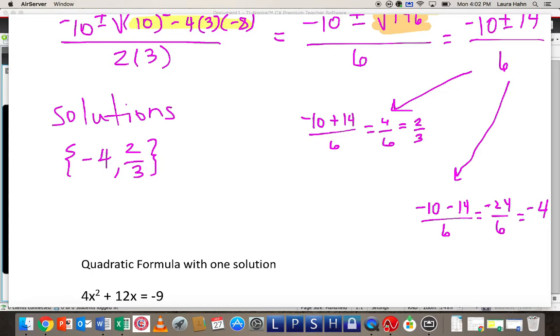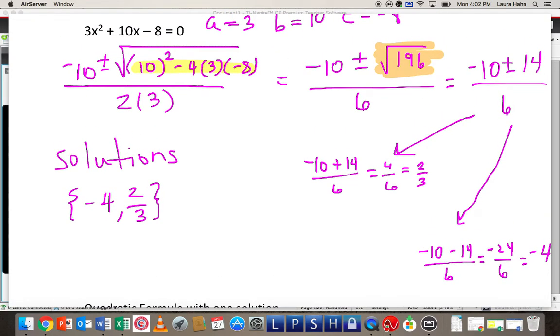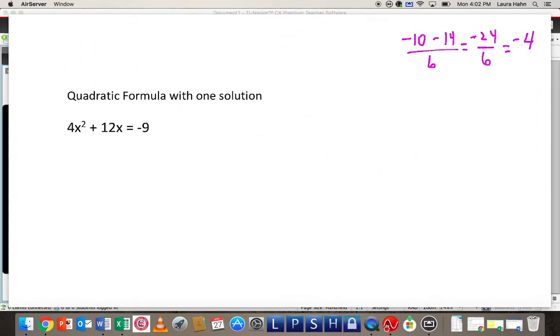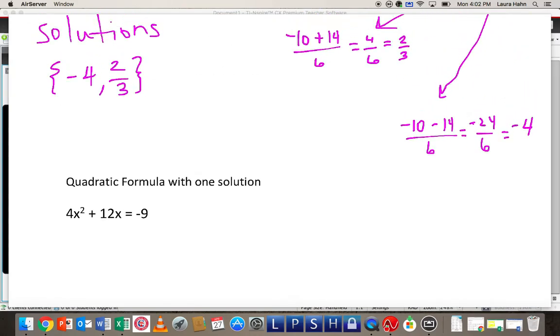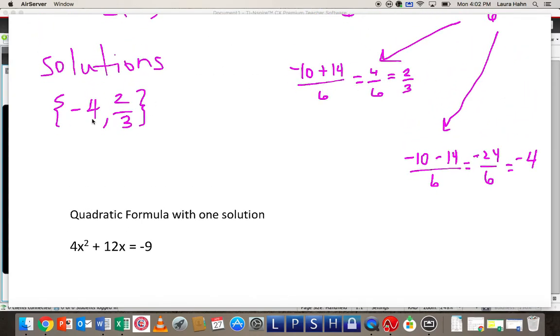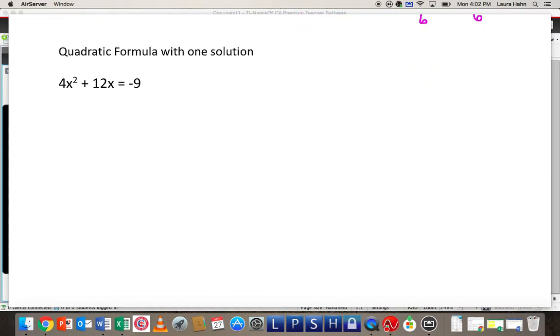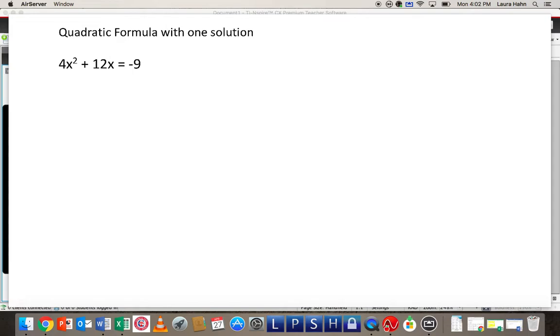Okay, and that was an example of when our radical turned out to be a pretty number. So this guy right here, the square root of all of this, was actually just the whole number of 14, which works out nice for us. Okay, so on this problem we had two solutions, you see? Solution 1, solution 2. Sometimes that's not always the case. Sometimes we only have one solution, which means our parabola will only touch the x-axis once. Okay, so how would that problem look?